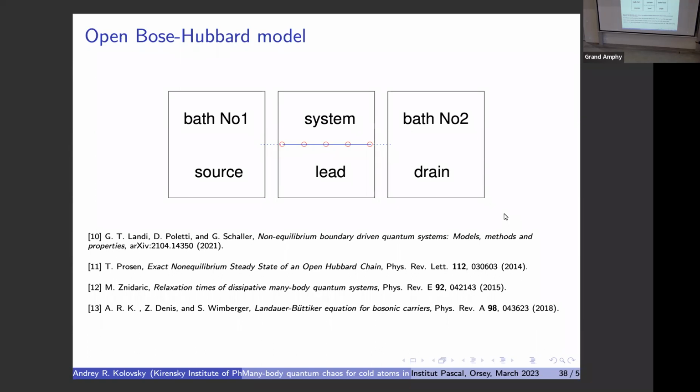Contribution by Thomas Kolovsky, people from Ljubljana, which is some review. Sandra Wilberger, who will come here later on. Okay, this is the setup.